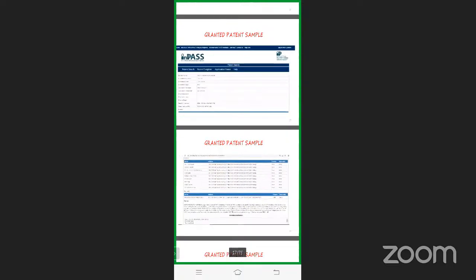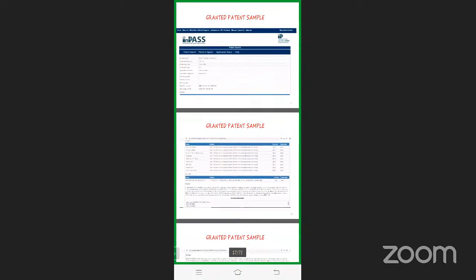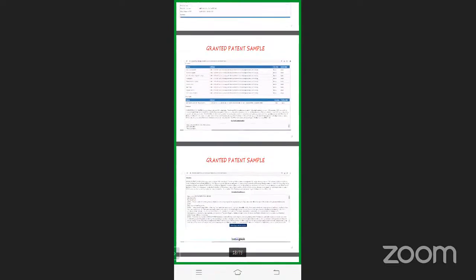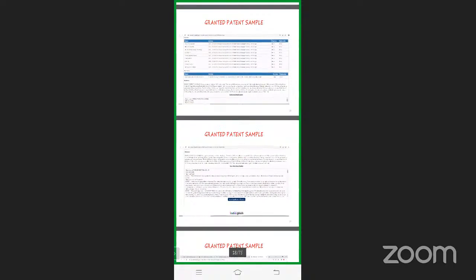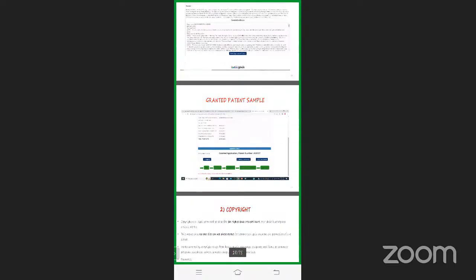Some granted patent samples are provided. These are the patent samples granted. The concept of the patent will be explained in a short manner, that is, within the abstract the main concept will be provided. So these are the granted patent samples.